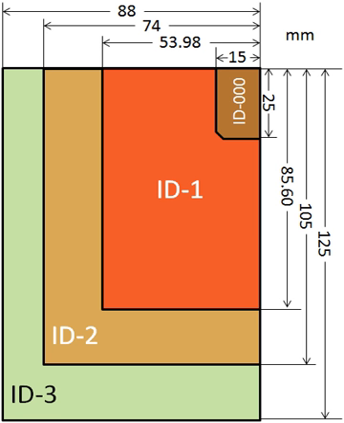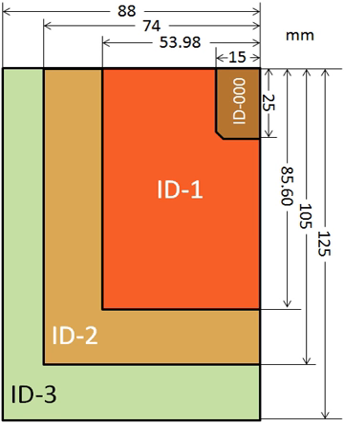Topic: ID3. ID3 specifies a size of 125 × 88 mm, 4.921 × 3.465 in. This size is the B7 format. This format is commonly used for passport booklets.